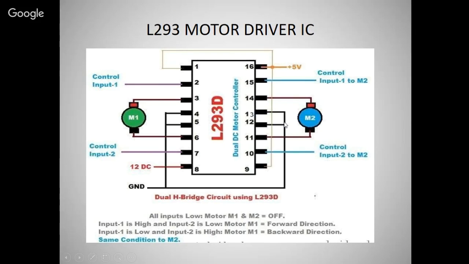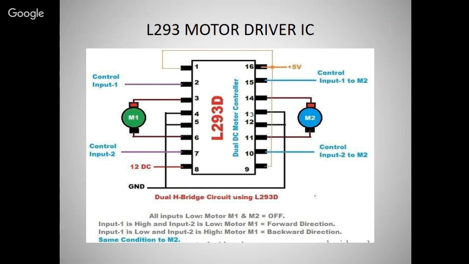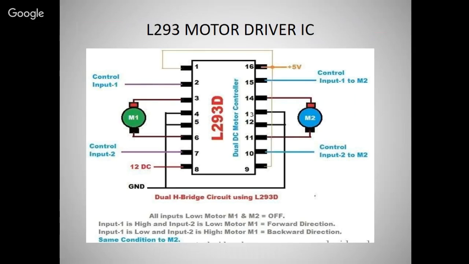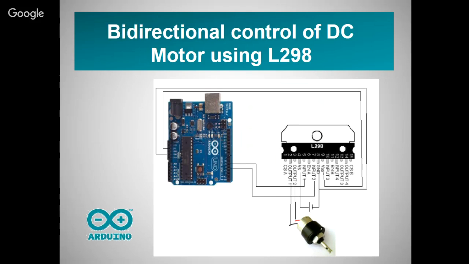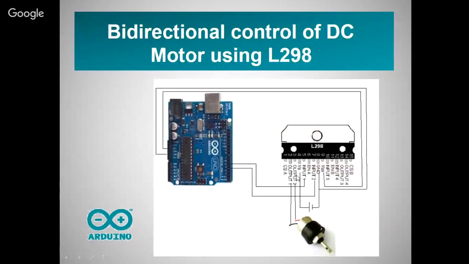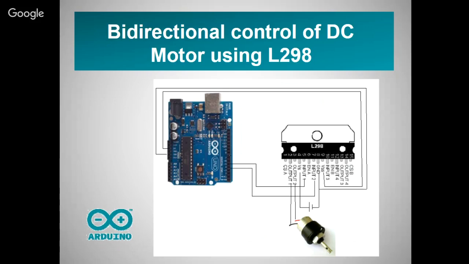Then understand the driver IC. This is also a driver IC. This is the L293D driver IC. This is the L298 driver IC. The difference is the current rating. With the L298 you have more current rating, so you can control heavier motors, and the L293 has less current rating, nearly about 2 amperes, and with the L298 you can control motors of 4 to 5 amperes.